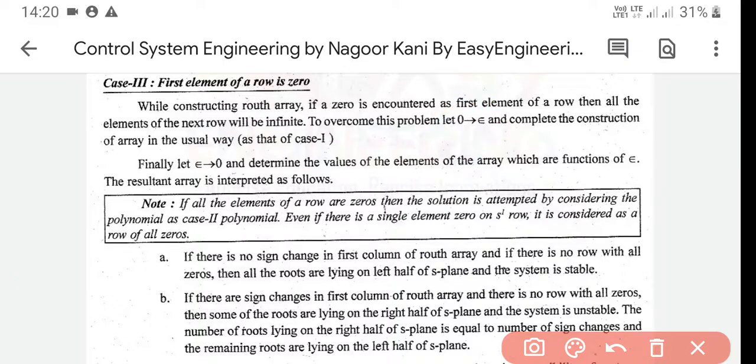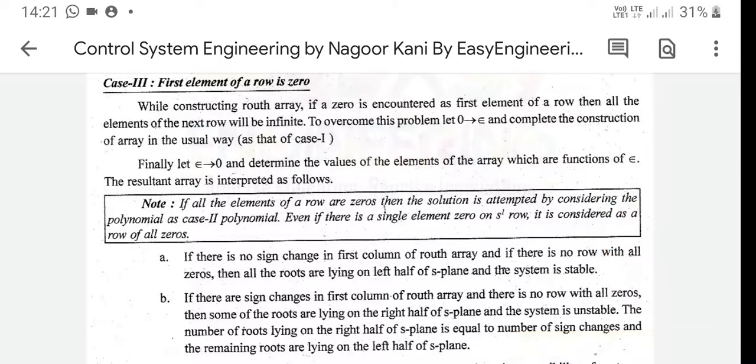After finding the Routh array, you make epsilon tend to 0. Once again you take epsilon tending to 0, and finally you determine the values of the elements of the array which are functions of epsilon. That is, if you have any elements as functions of epsilon, you find the values of those particular elements in the limit.